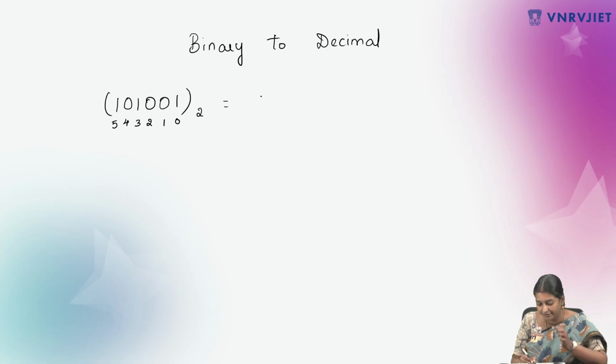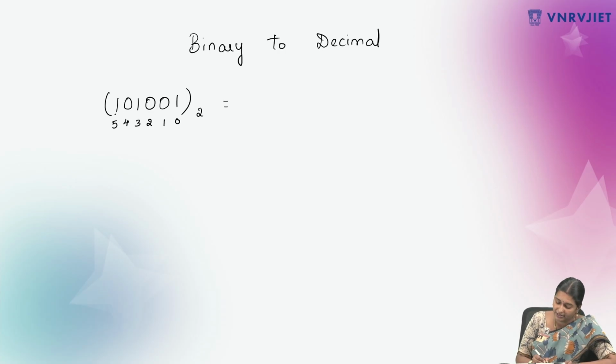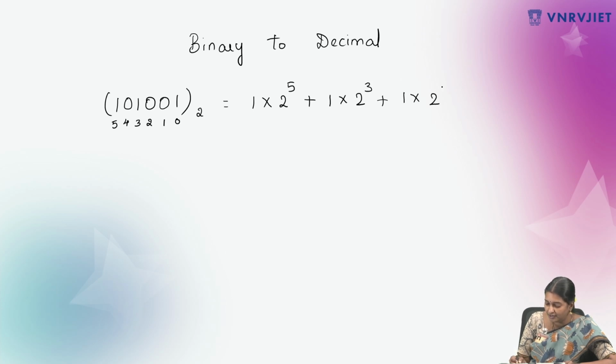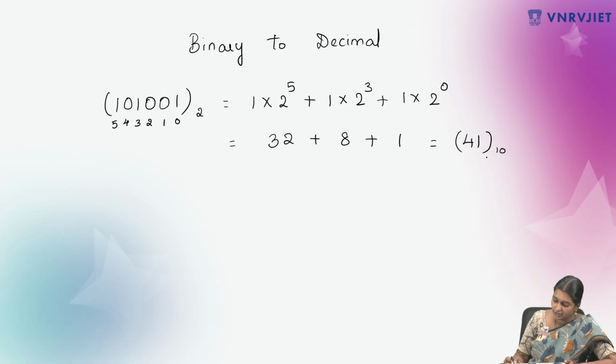So we will start by adding all the terms in which the digit is 1, and we will omit the ones which are 0. Why? Because 0 into anything will be 0. So 1 into 2 power 5 plus 1 into 2 power 3 plus 1 into 2 power 0. So 32 plus 8 plus 1, which is nothing but 41. I have taken the same binary number which we used for the first conversion of decimal to binary. So we have got back the result of 41, which is our decimal number.